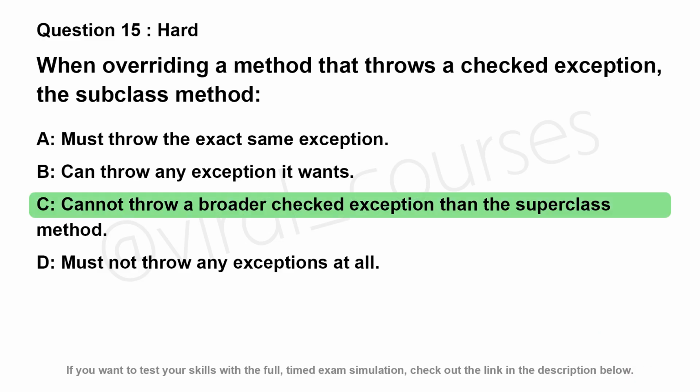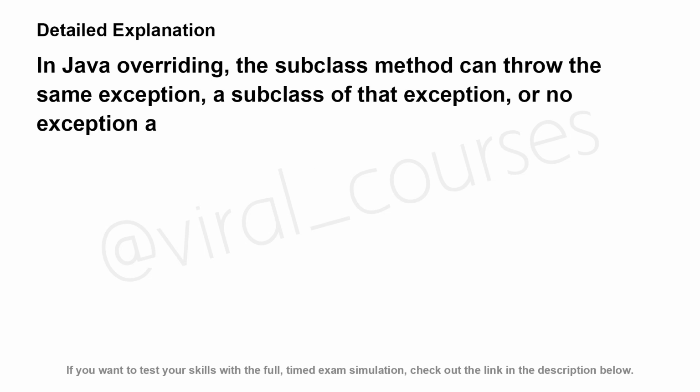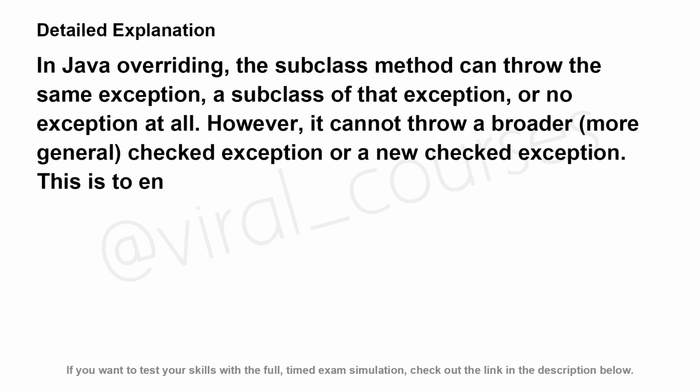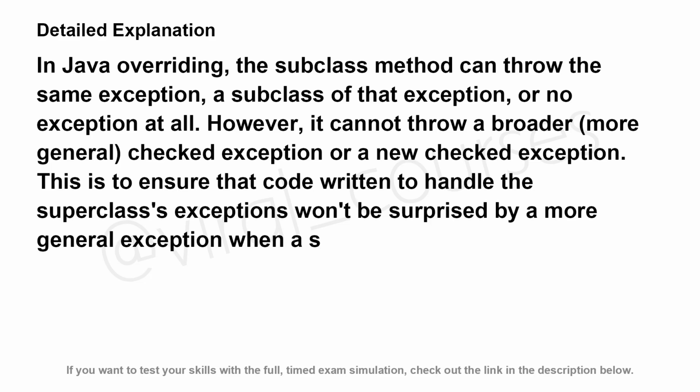The correct answer is C. In Java overriding, the subclass method can throw the same exception, a subclass of that exception, or no exception at all. However, it cannot throw a broader, more general checked exception or a new checked exception. This is to ensure that code written to handle the superclass's exceptions won't be surprised by a more general exception when a subclass object is used.